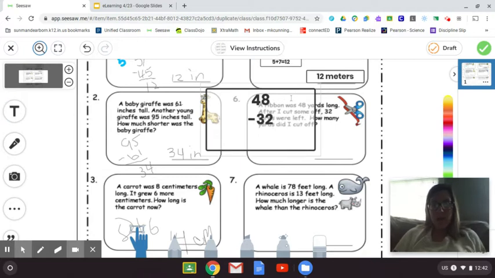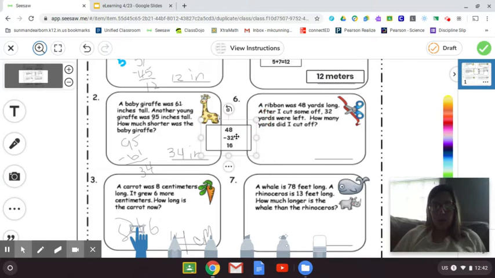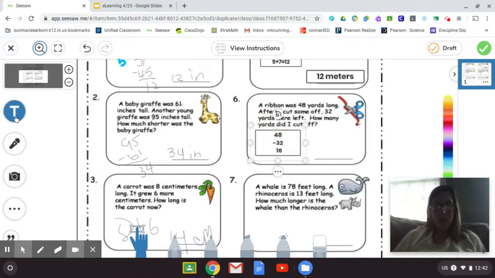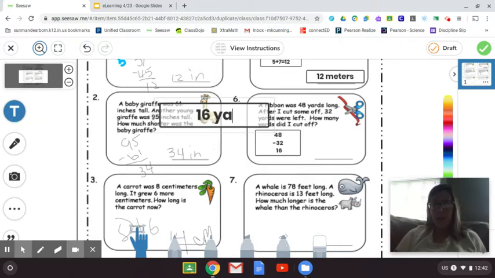So 8 minus 2 is 6. And 4 minus 3 is 1. So that equals 16. So then in another text box, I would write 16 yards. Not years, yards.